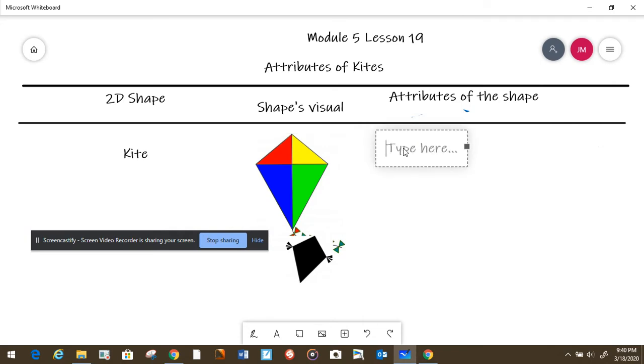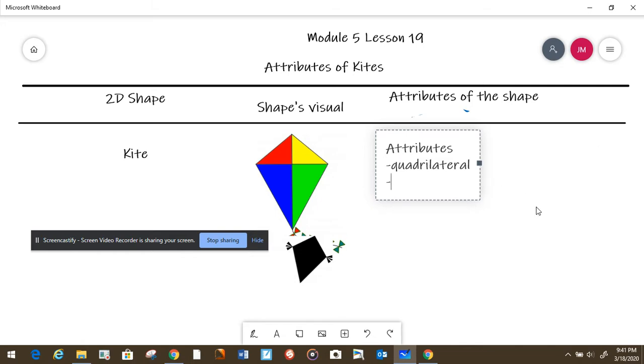First of all, these are the attributes. The first thing you notice here is that it's a quadrilateral. Can it be a parallelogram? Does it have pairs of parallel lines? I don't think so. So it's not a parallelogram. Okay, what else do we notice?